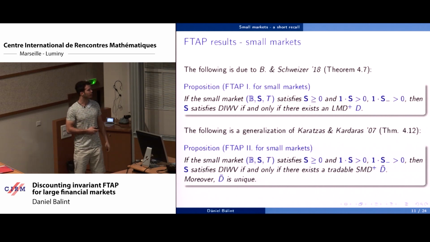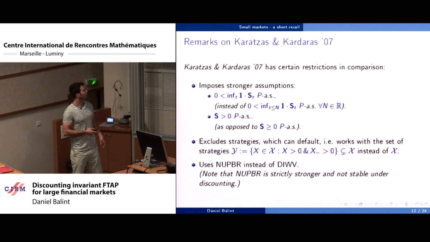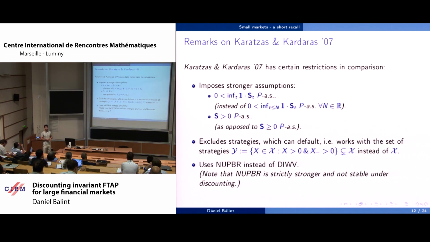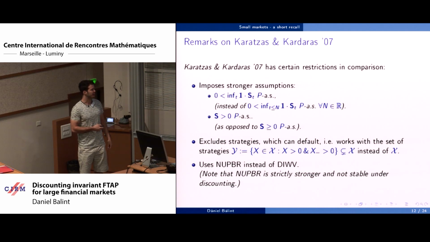So those two results, we in fact needed to generalize the results of Karatzas-Kardaras. I want to point out that, in my opinion at least, it is one of the most important results in the later history of absence of arbitrage theory, but it had certain restrictions which didn't fit in our framework. Probably most importantly, it excludes strategies which can default, and we generalize it also for strategies which can in fact default. I probably won't elaborate on this generalization anymore.